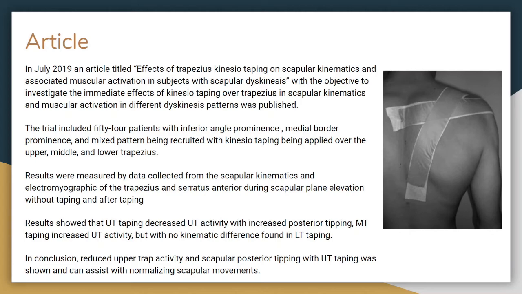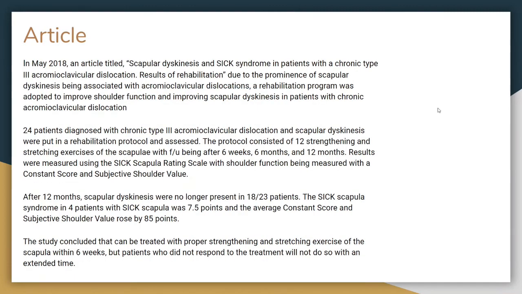Lastly, in May 2018, an article titled "Scapular Dyskinesis and SICK Syndrome in Patients with a Chronic Type 3 Acromioclavicular Dislocation: Results of Rehabilitation" was published. Due to the prominence of scapular dyskinesis being associated with acromioclavicular dislocations, a rehabilitation program was adopted to improve shoulder function and improve scapular dyskinesis in patients with chronic acromioclavicular dislocation.